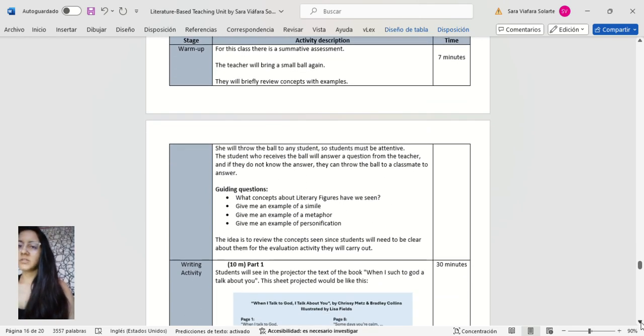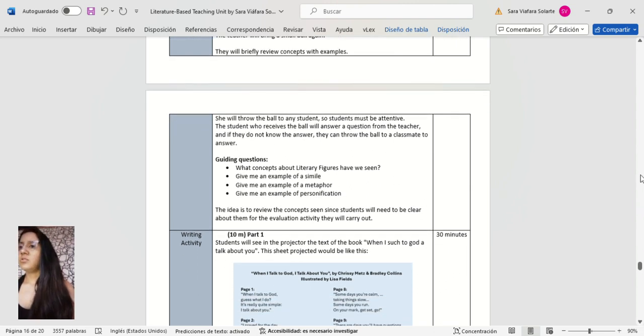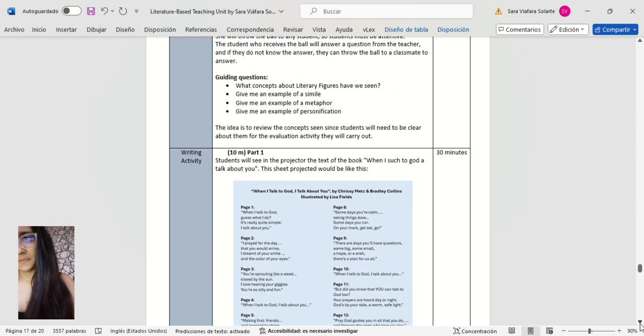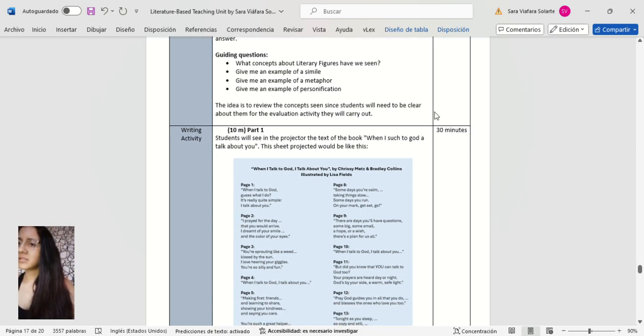So to start the class, the teacher will bring a small ball again, and they will briefly review concepts with examples. The teacher will throw the ball to any student, so students must be attentive. The student who receives the ball will answer a question from the teacher, and if they don't know the answer, they can throw the ball to another classmate, so this classmate can help.